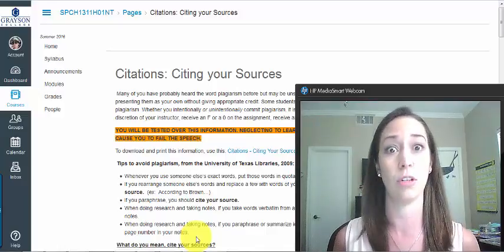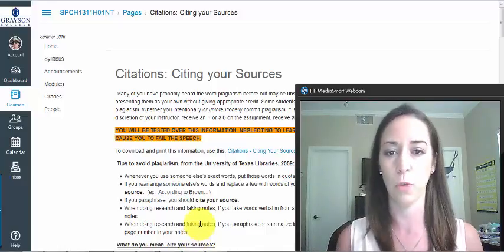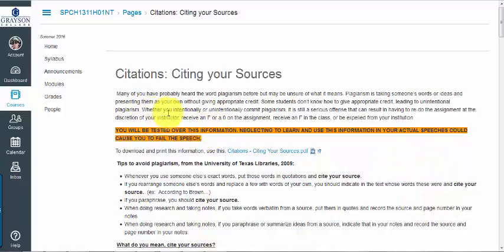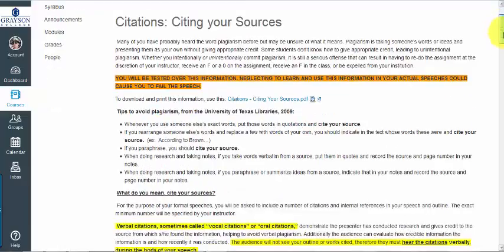Please cite your source, okay, or sources if you use more than one. So whether you intentionally or unintentionally don't cite your sources, you are committing plagiarism. It is a serious offense, okay? Please don't do this. You're also going to be tested over citing your sources. So please know how to do this.